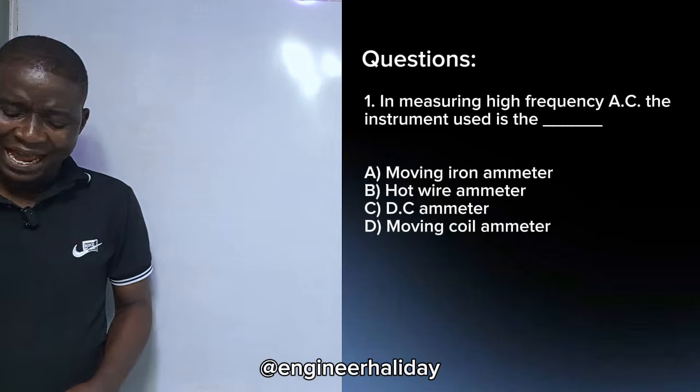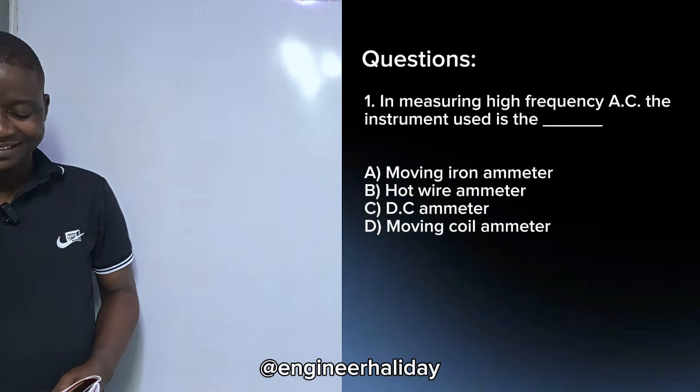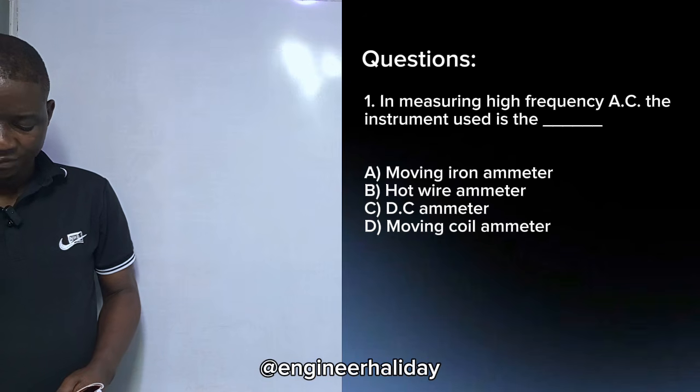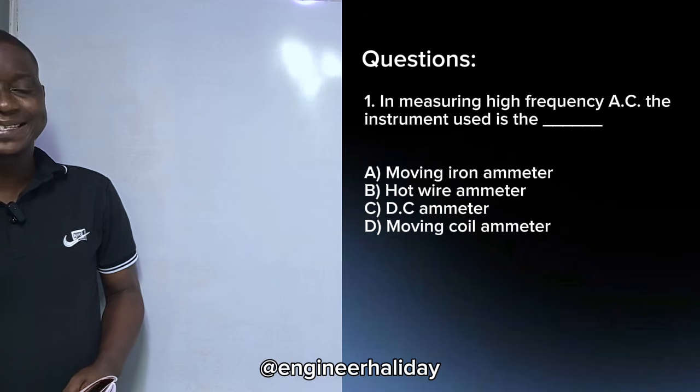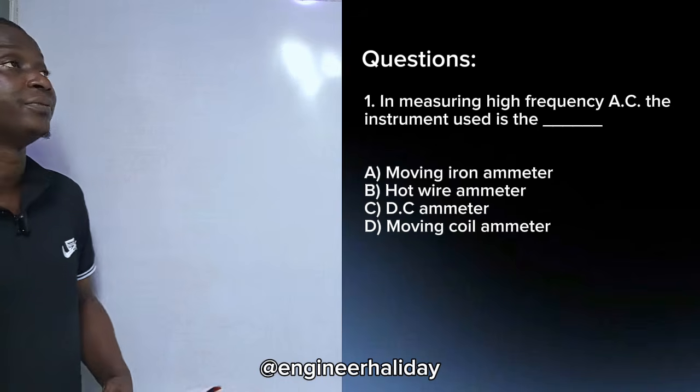Hello guys, we want to look at some questions under alternating circuit, RLC circuit, under purely inductive circuit, purely capacitive circuit, and purely resistive circuit, AC circuit generally. Now, number one says, in measuring high frequency AC, the instrument used is dash: A, moving iron ammeter; B, hot wire ammeter; C, DC ammeter; D, moving coil ammeter.